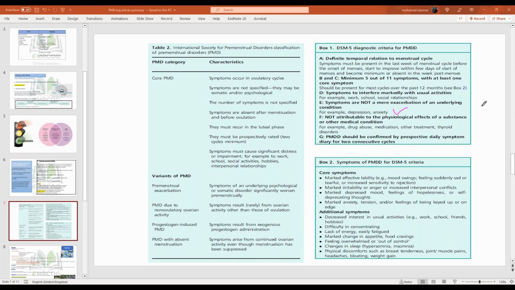Okay, so PMDD should be confirmed by a prospective daily symptom diary for 2 consecutive cycles. This is G, the last thing. So if the patient, dear, is fulfilling those criteria of the DSM-5, she will have the diagnosis of PMDD. Easy?